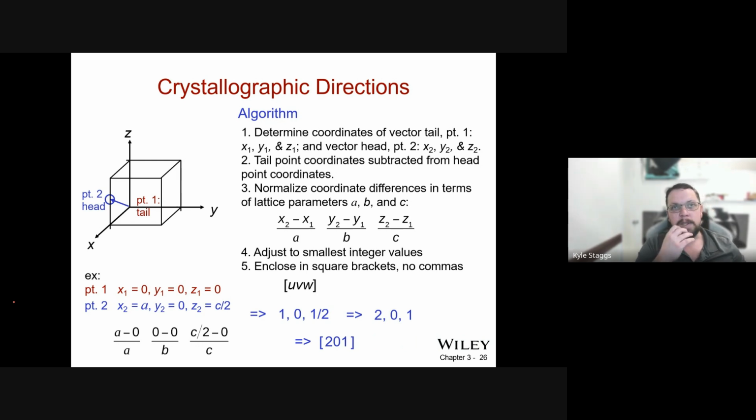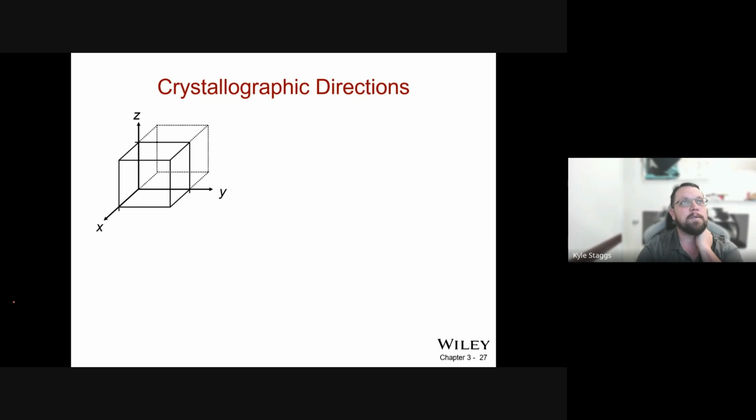Then we enclose in square brackets with no commas. This is the crystallographic direction. So this is representing [201] as the direction of the crystal. There can be a number of different orientations of these. This is just showing you a vector that's going through the atoms to show you what directions they're at. So the crystallographic directions. Here's another example that we'll walk through.